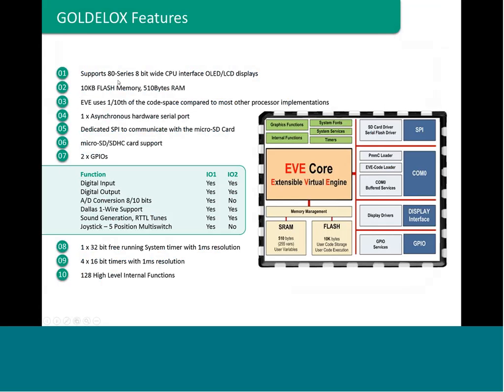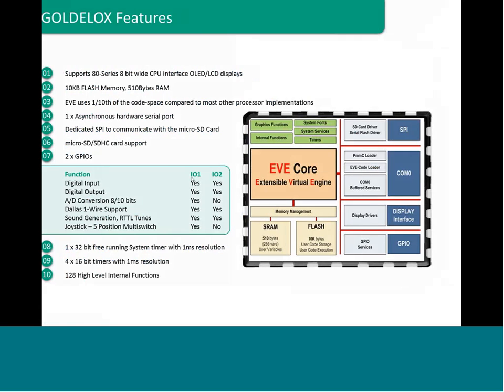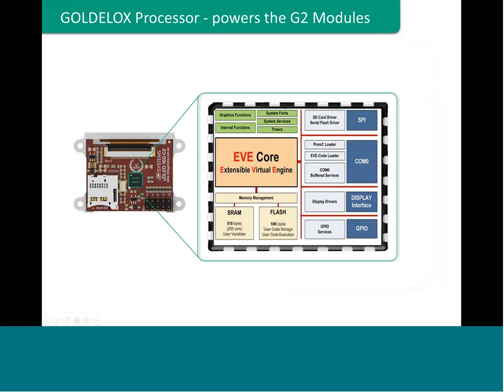Here you can just see the brief specs of the Goldelox processor. You can find all the details in datasheets and product briefs that we make available online, so I won't go into much detail about the processor. What is important is that the processor is really the heart of the display modules, and all the Goldelox display modules have this G2 postfix at the end of the name, so it's easy to identify what processor is running this module.